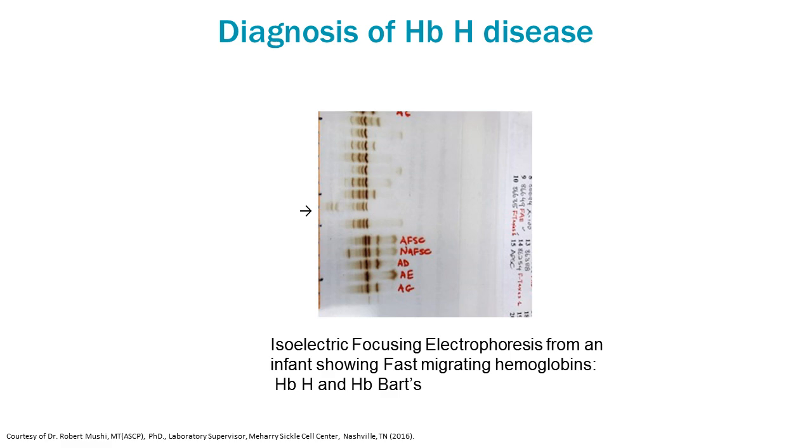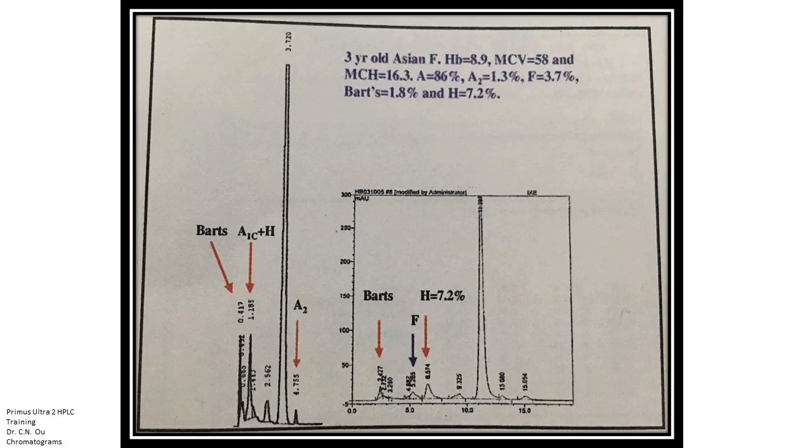Next slide, please. This is a 3-year-old Southeast Asian infant, and here you can see on the HPLC, this is an Ultra2 Primus HPLC. You can see Bart's hemoglobin, very fast eluting. Then you can see some fetal and hemoglobin H, about 7%. Next slide, please.